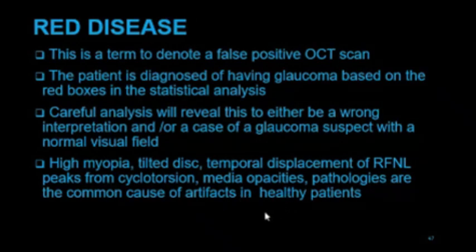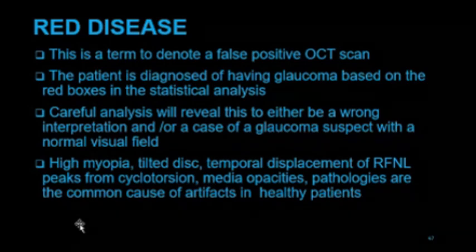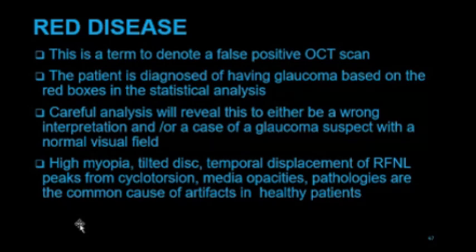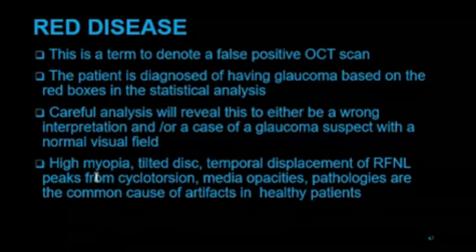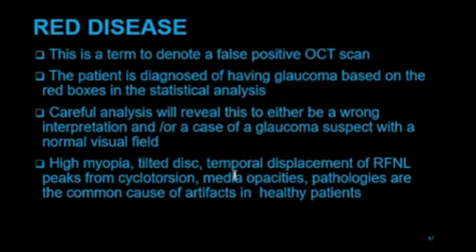Remember I told you earlier that myopia can also affect the results. Let me give you an instance. If the machine has inbuilt data, with a range of, let's say, from -1 to -20, it has the data of what their OCT result will look like. And then you are now seeing a patient of -25 or -30. It will appear as a rare disease because the machine does not have that data inside of it. Do you understand? Yes. So high myopia, tilted disc, temporal displacement of RNFL peaks from cyclotorsion, media opacities, and pathologies are common causes of artifacts in healthy patients.